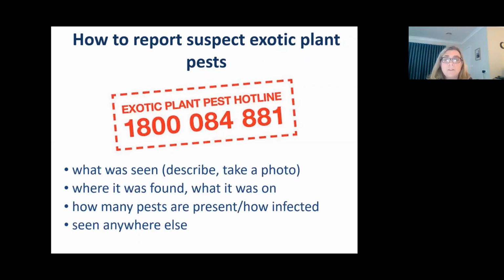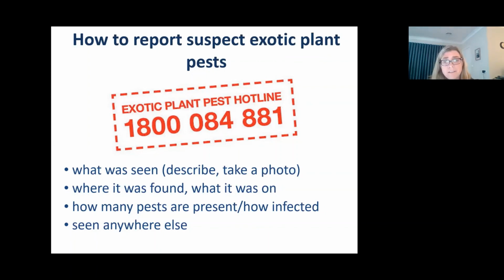Common, however, to however you choose to report are the sorts of questions that you'll be asked if you do decide to make a report. So what was it that you saw? Did you take a photo? Can you describe it? And often, do you actually have a sample of the organism or of the diseased plant? Again, noting that for some of the things that we're concerned about, such as bees and wasps, you need to make sure, obviously, you take care.